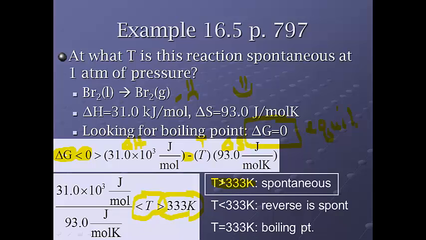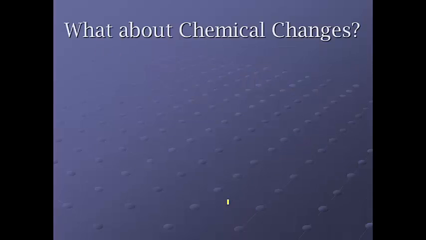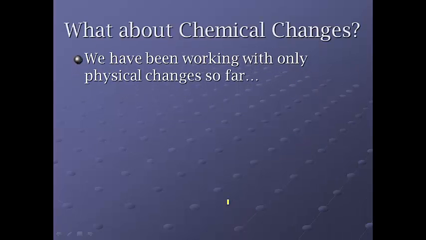So if it's greater than 333 Kelvin, it's spontaneous, it will boil. Less, the reverse is spontaneous, or the condensation. If it's equal to 333 Kelvin, it's right at the boiling point. Okay? All right, now, what about chemical changes?